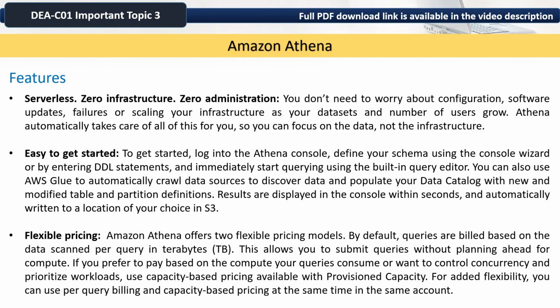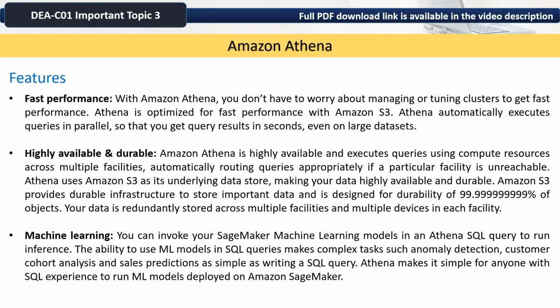Flexible pricing. It offers two flexible pricing models. By default, queries are billed based on the data scanned per query in terabytes. This allows you to submit queries without planning ahead for compute. If you prefer to pay based on the compute your queries consume or want to control concurrency and prioritize workloads, use capacity-based pricing available with provisioned capacity. For added flexibility, you can use per query billing and capacity-based pricing at the same time in the same account.